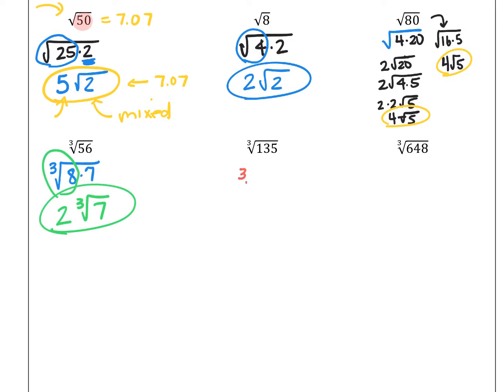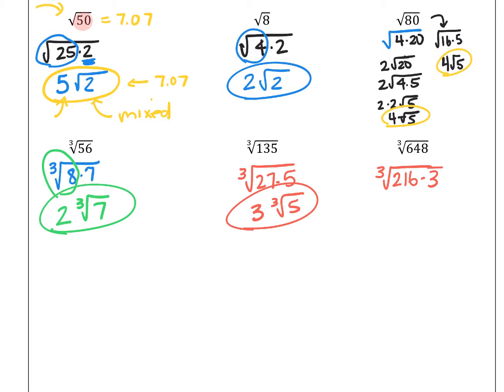135 breaks into 27 times 5. The cube root of 27 is 3, and that 5 is stuck. That's a mixed radical. Now 648. Again, I'm going down my list of perfect cubes: 8, 27, 64, 125, 216. If it was more, you could go further, but I just gave you the first few. This breaks into 216 times 3. So the cube root of 216 is 6, and then that 3 is stuck inside of there.